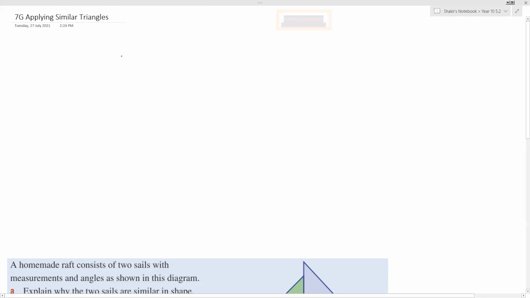Okay, so we're doing 7G today. 7G is about applying similar triangles. Now, yesterday we did similar triangles, and a very quick revision of yesterday. Similar triangles are triangles which are very similar to each other, but they are not identical. Why are they not identical? Because one of them is a bigger or smaller version of the other.